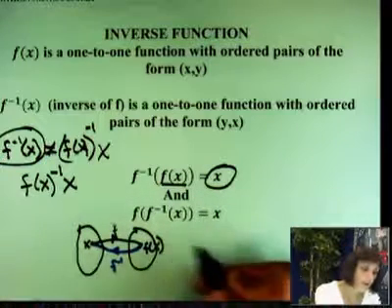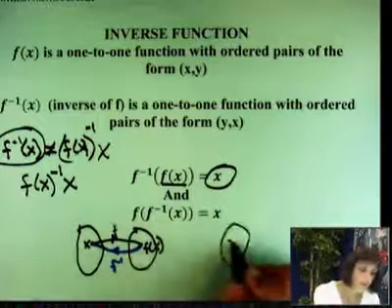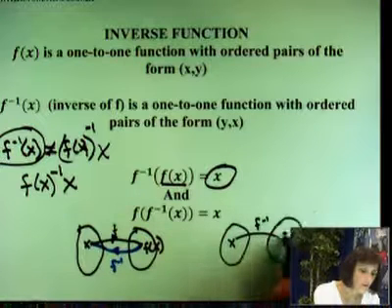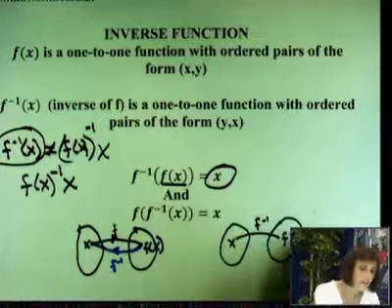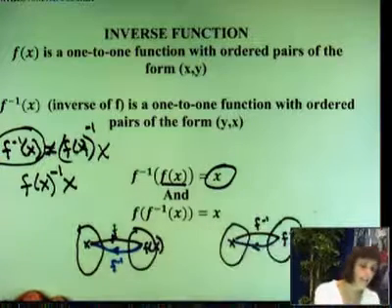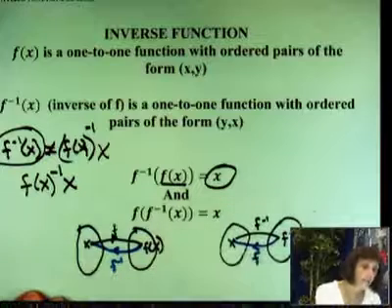How about the other way around? You take the inverse first. Let's go take f inverse. So this is f inverse of x. And when you do f to it, you're going to end up at x as well.